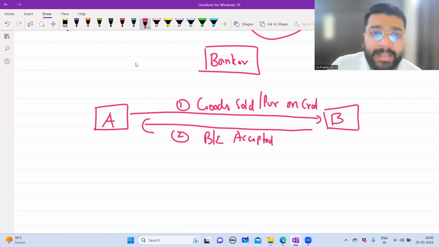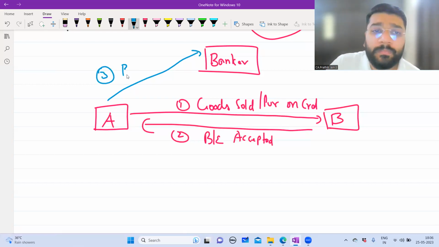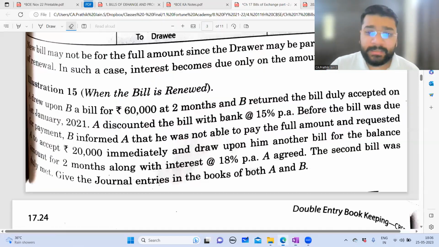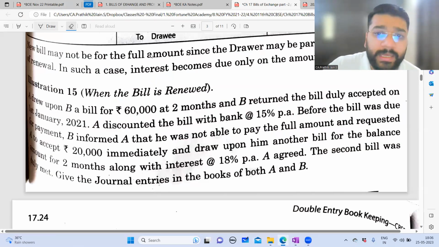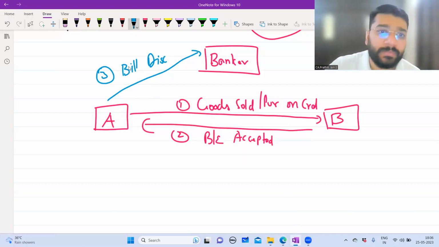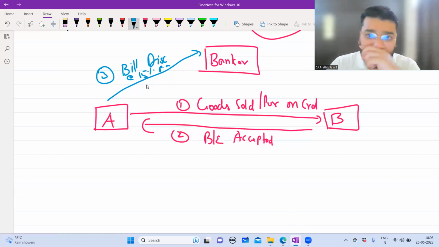Now guys, there's a third transaction that is happening between the seller and the banker, which is nothing but bill discounting. So when the bill is being discounted, it is discounted at 15% per annum. This is the third transaction.